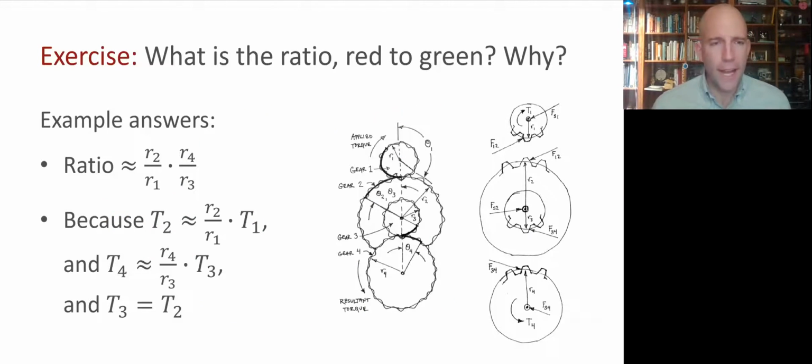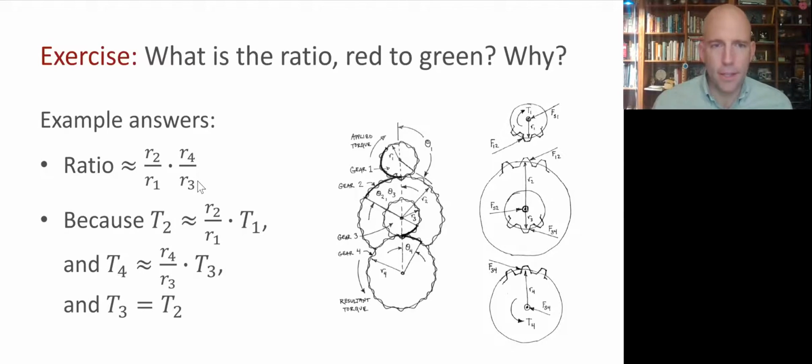All right, what we'll find out by doing our free body diagram analysis is that the total gear ratio from red to green will be the gear ratio from the first to the second gear times the gear ratio from the third to the fourth gear. So R2 over R1 times R4 over R3.